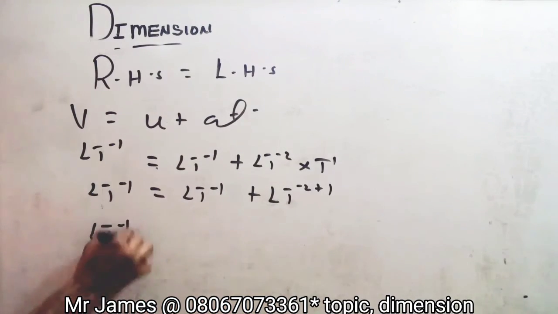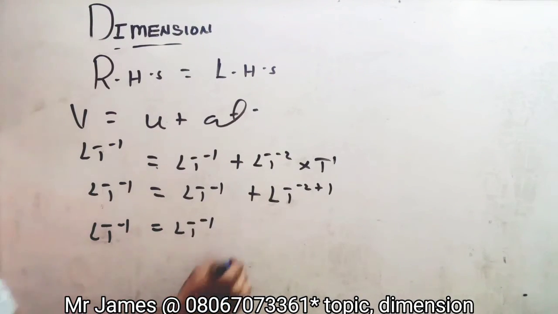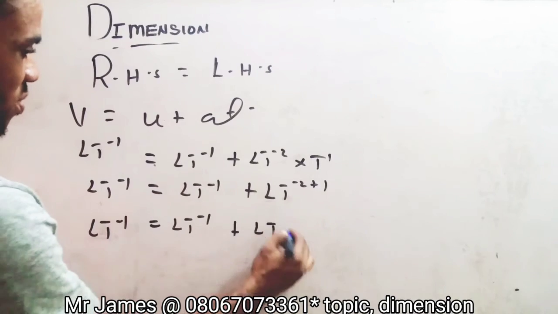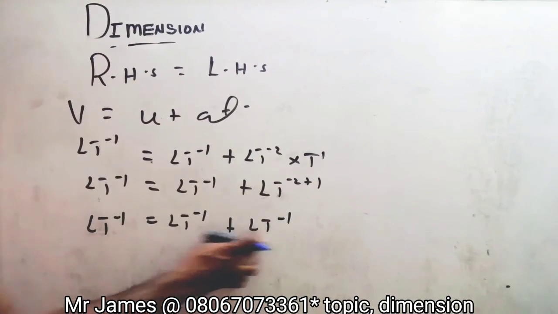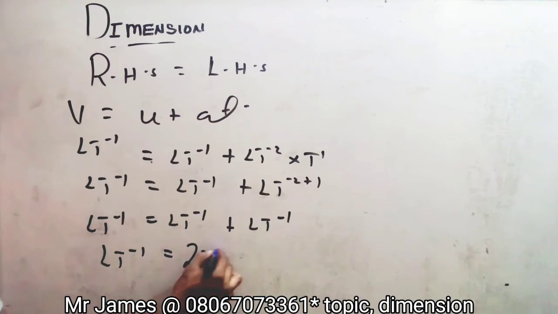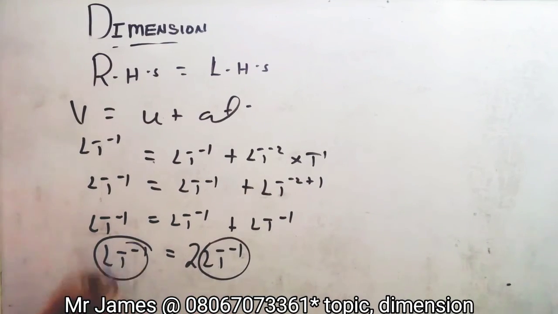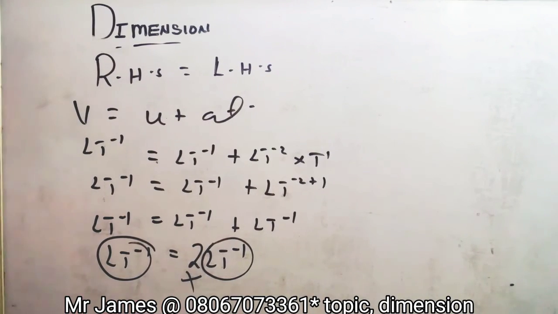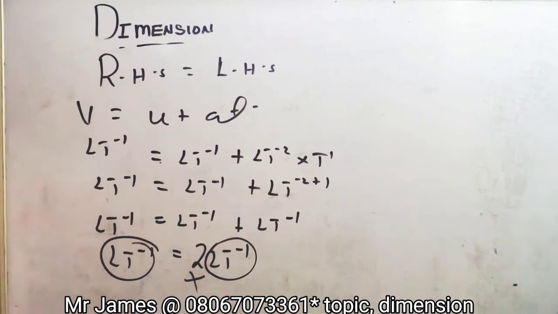I have L t raised to the power minus 1 is equal to L t raised to the power minus 1 plus L t raised to the power minus 1. One of these plus one of these, I think I'll have 2 of that. That's 2L t raised to the power minus 1. Since the dimension that is here is the same as the dimension here, ignoring these two simply means I've established that it is correct.